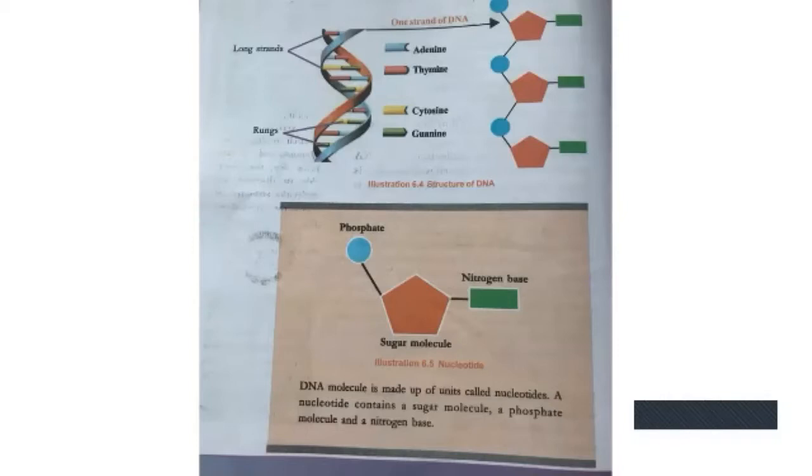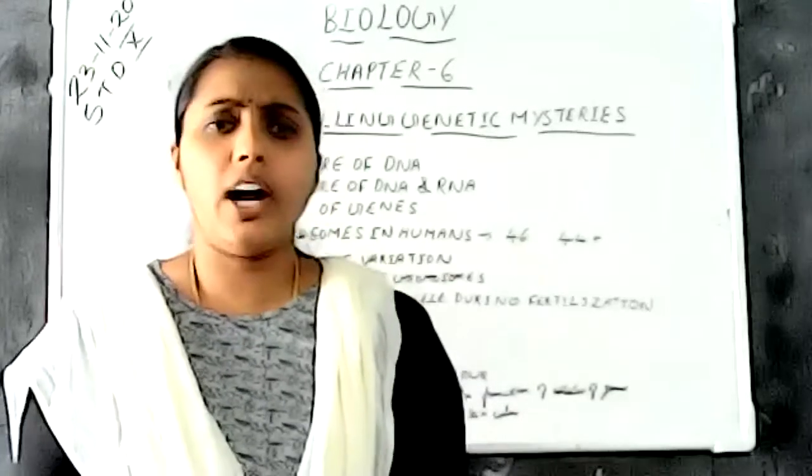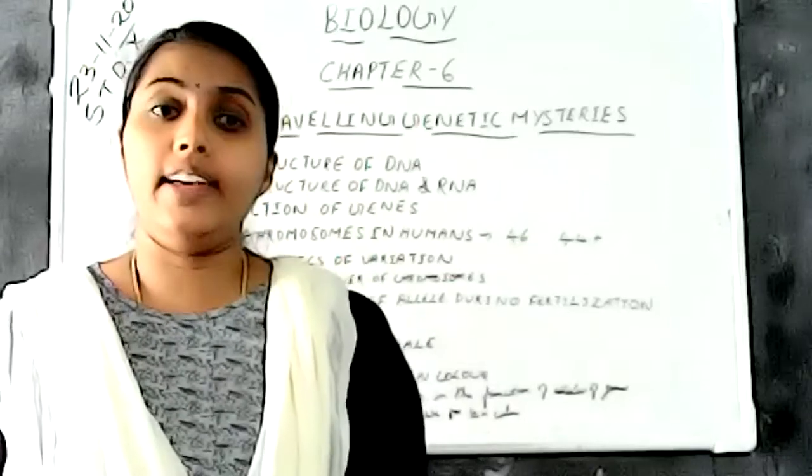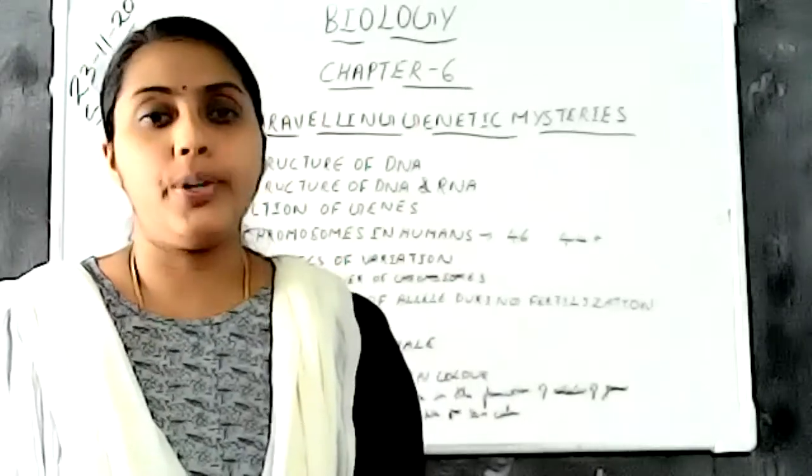So the DNA molecule is made up of units called nucleotides. A nucleotide contains a sugar molecule, a phosphate molecule, and a nitrogen base. Each DNA strand consists of many sugar molecules, nitrogen bases, and phosphates. Generally, a DNA has 4 nucleotides. Okay, why? If a question comes, why does a DNA consist of 4 nucleotides?